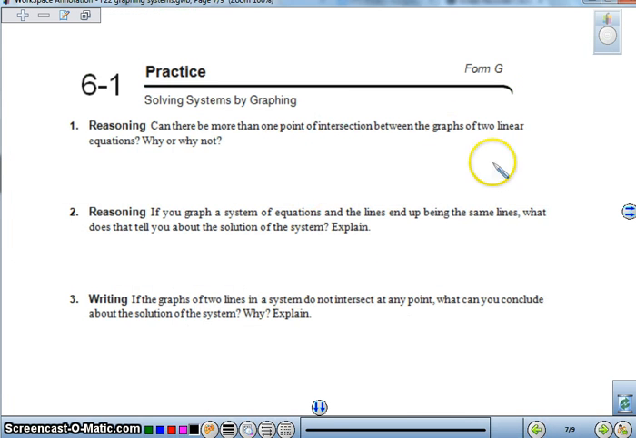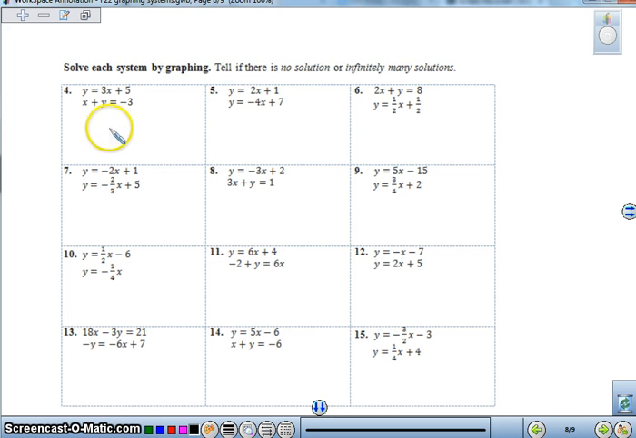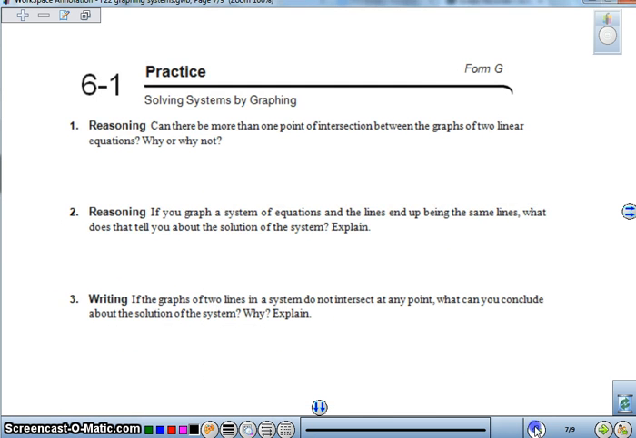So on your worksheet, you're asked to do some questions, and as you are doing that, you are going to be solving the equations. So good luck!